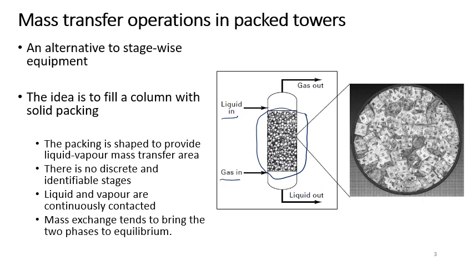So in packed tower, there is no discrete or identifiable stages because technically there is no stage. It's just a packing of something. So liquid and vapor are continuously contacted inside the packing, and the mass exchange that brings the two phases to equilibrium. So here the driving force is not equilibrium.